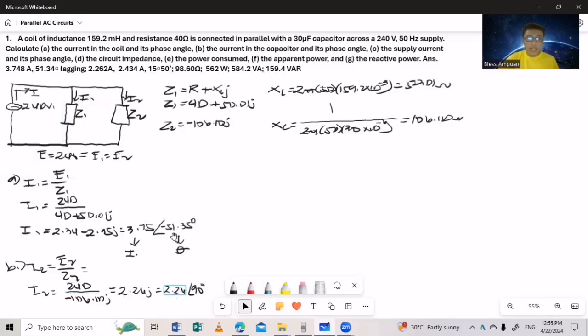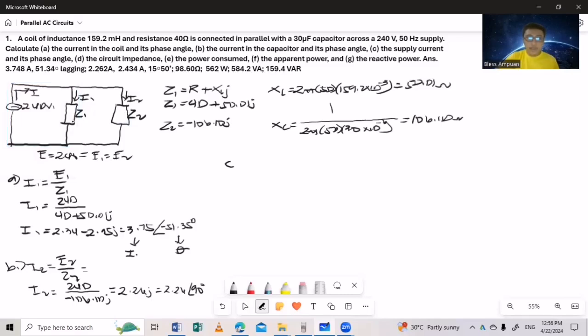The current that flows in the capacitor is 2.26. Letter C, what would be the supply current and its phase angle? Now, to get the supply current, we need first to get the combination of Z sub 1 and Z sub 2, combining these two parallel-connected branches. So first we need to get the total impedance.